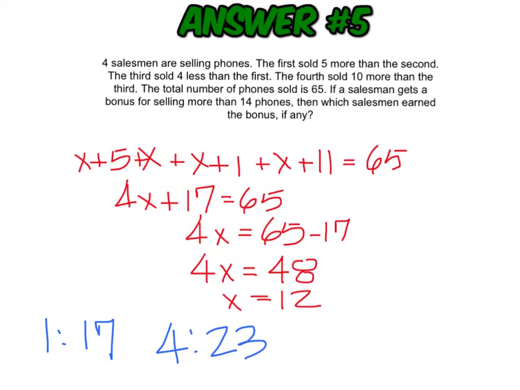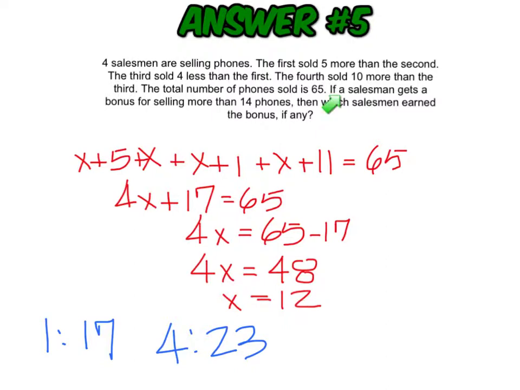On number 5, 4 salesmen, and the first one is x plus 5. The second one is x. Third is x plus 1, and the fourth is x plus 11. The number of phones sold is 65. So you have 4 x's, and you add 5, 1, and 11 to get 17. Subtract it from 65 to get 48. Divide by 4, and that's 12.